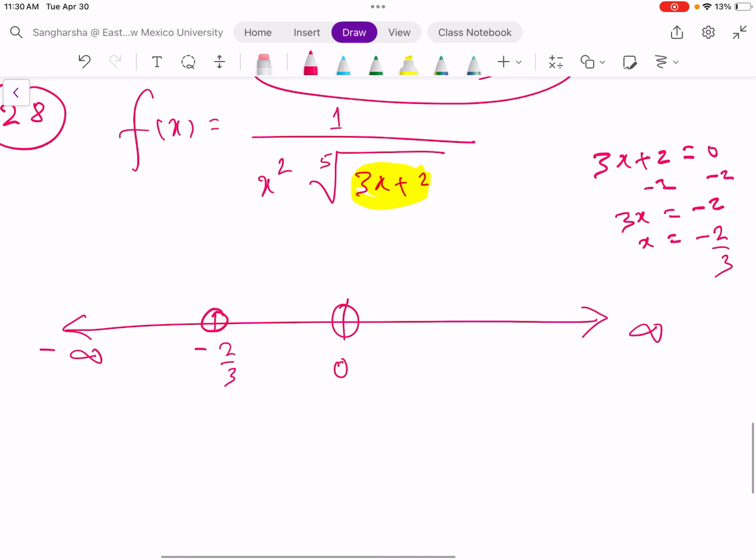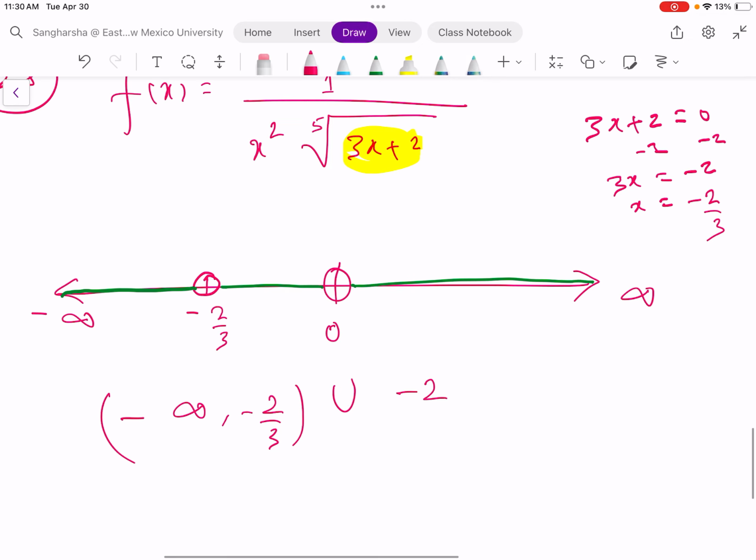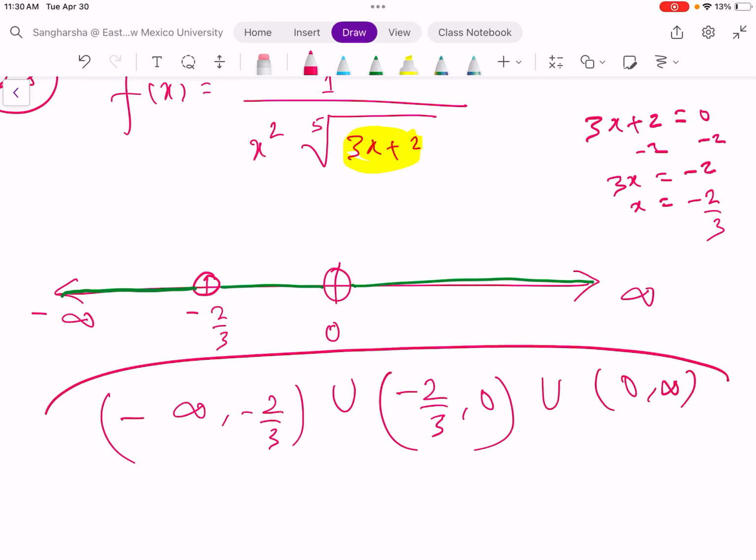So we exclude these numbers, but any other number is the domain for this function. So we have negative infinity to -2/3, union -2/3 to 0, union 0 to positive infinity, and this is the domain.